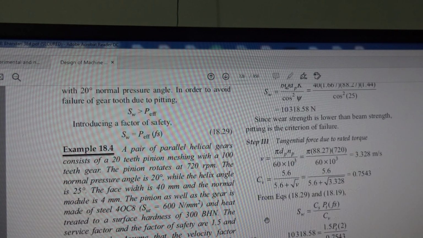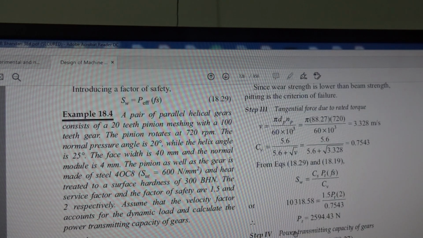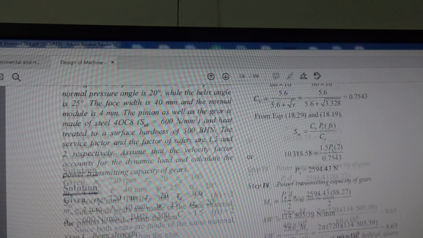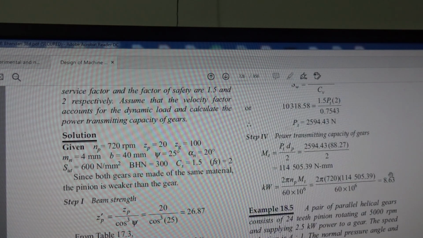And the velocity factor Cv, you know, there is only one formula for the helical gear, and using this Cv is this value, Sw is equal to this one. So you can get the value of Pt. Cs is known, Fs is known, Cv is known. So Pt is this one, and if you know the Pt, you can find the torque transmitted first and then the power transmitted by using the formula Mt into omega, that is Mt into 2 pi n by 60. So you get 8.63 kilowatt power is permitted to supply.